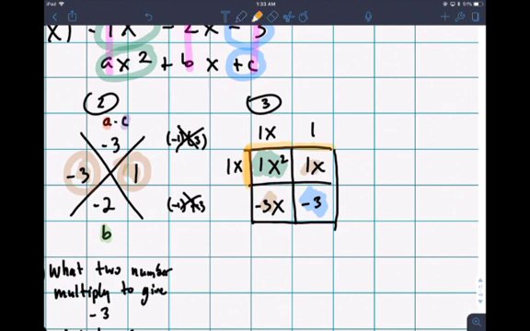Moving on with the next box. So this 1x times what will give me -3x? It's going to be 1x times -3. And notice that it even works for the last box. -3 times +1 gives me -3. So notice that it works for everything.